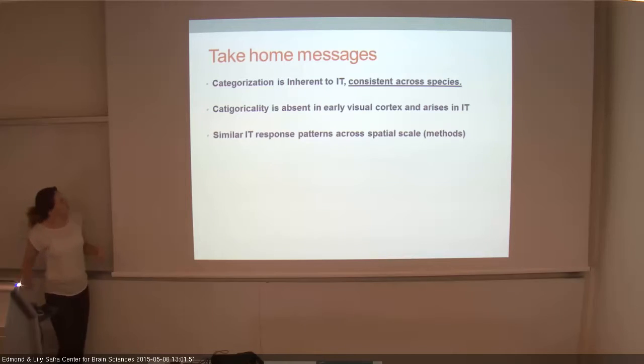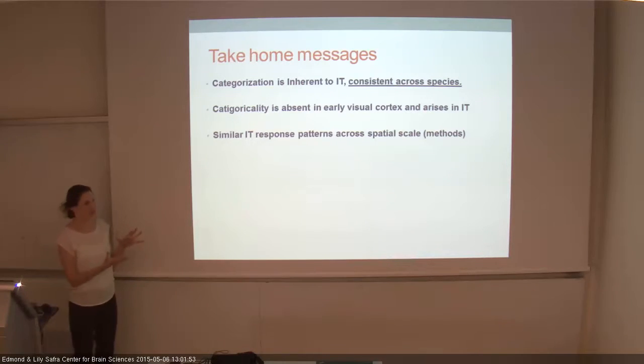Okay, so take-home messages from this specific article are supposed to be, first of all, that categorization is inherent to the IT, because they did not presume the categories when they did the analysis, and that it's consistent across species, assuming that you agree with the method of comparing between species. The second thing is that categorality is absent in early visual cortex, which is similar to what you all said, and that the similarity in the response patterns is also true for different spatial scales.